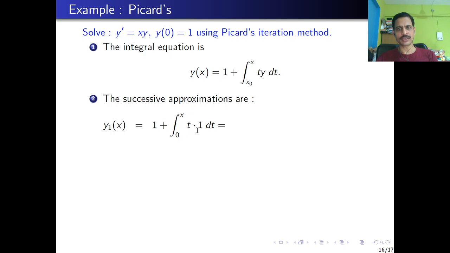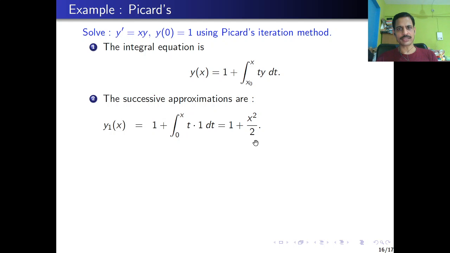This is what you get, because the y naught appears here as well as here. Both the places we put 1. So we get 1 plus integration 0 to x, because 0 is x naught, t dot 1 dt. So t multiplied by 1. This is our y1x. So what we get is 1 here, and this is integration of t from 0 to x. Integration of t is t square by 2, and when you put the limits, we get x square by 2.